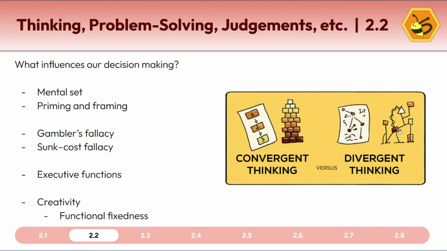Your executive functions are cognitive processes that allow us to think critically and to work towards a goal. So let's move to this diagram right here. Convergent thinking is a type of thinking where we narrow our possibilities down using logic to find the best solution. An example of convergent thinking is like math, solving a math problem.